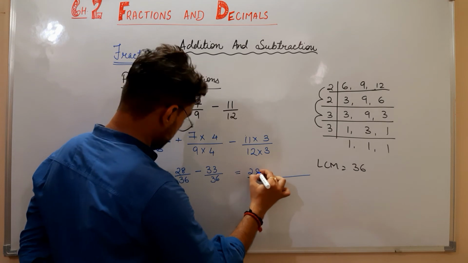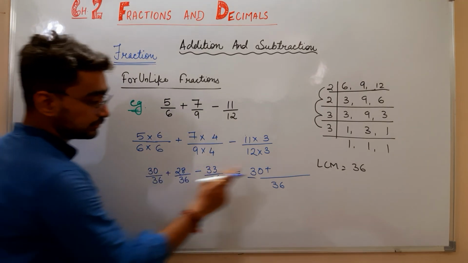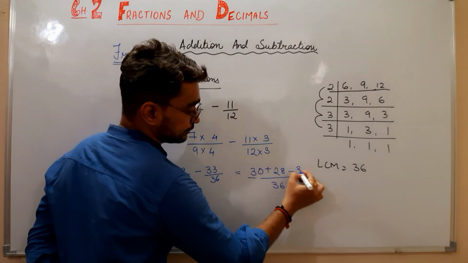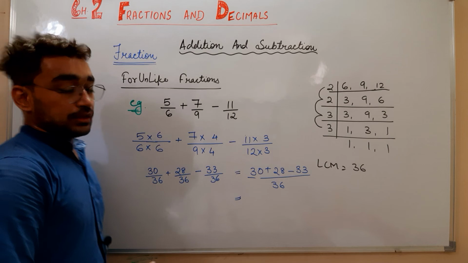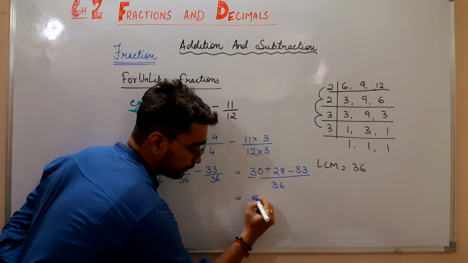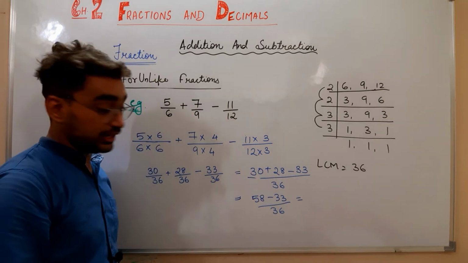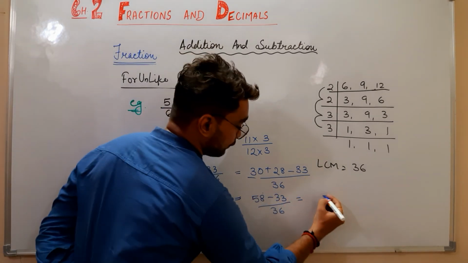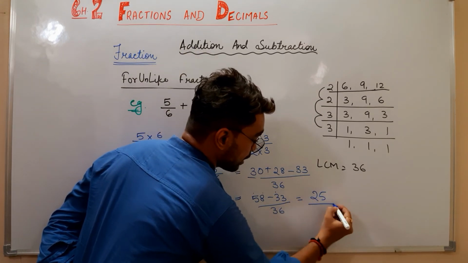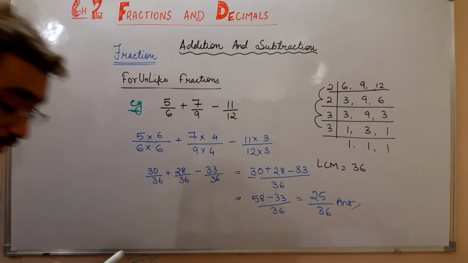Then 30 plus 28 minus 33. Great. Now add it. 30 plus 28. 30 plus 20, 50 and 58. 58 minus 33 by 36. Now 58 minus 33 will be how much? 8 minus 3, 5. 5 minus 3, 2. Let me write it bigger. 25 by 36. That will be my answer.